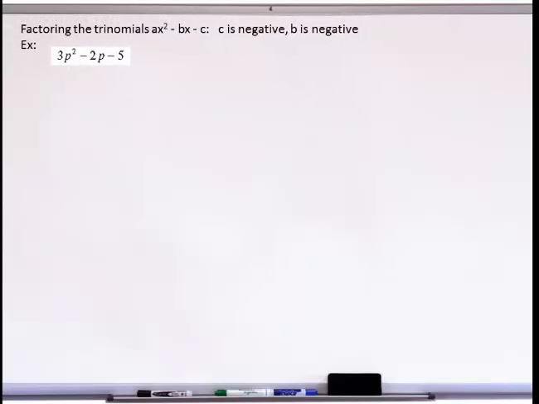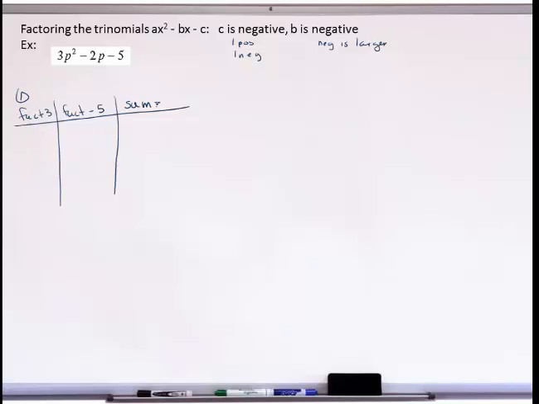For our last possibility, we can have that c is negative. So again, one positive, one negative, and then b is negative, so the negative is going to be larger. Using our factor sum table, factors of 3, factors of negative 5, and I want a sum equal to negative 2. Well, 3 only has 1 and 3, and negative 5 can have 1 and negative 5, or negative 1 and positive 5. I'm going to try 1 and negative 5 first.